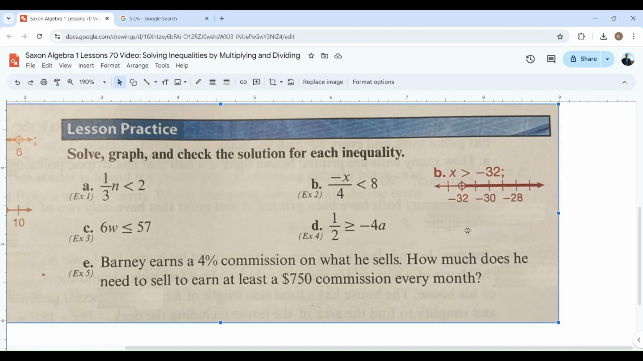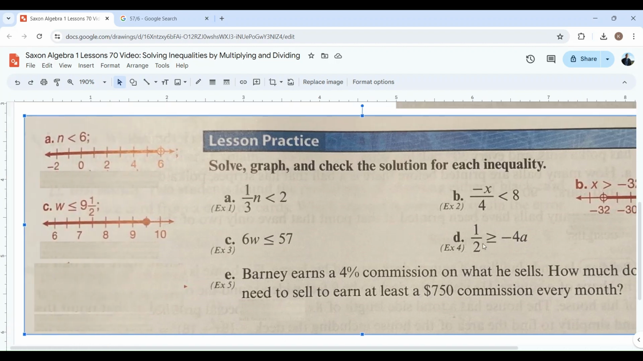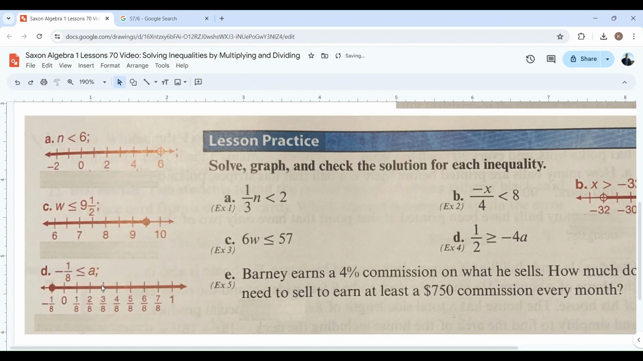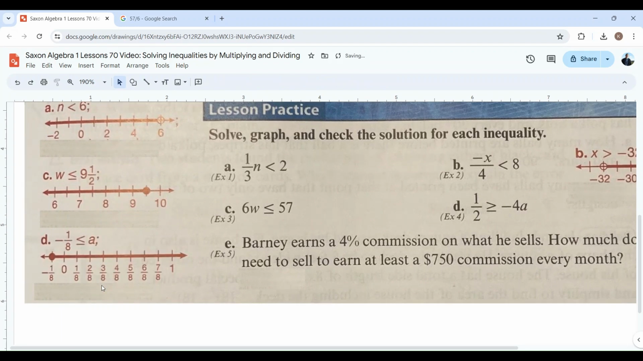Let's take a look at letter D. Will the sign flip if I have to divide both sides by -4? Well, dividing by -4 is really the same as multiplying both sides by -1/4. That's going to change this side to -1/8. What happens to the sign when I divide both sides by a negative? Notice that the sign flips. It was greater than or equal to. Now it's less than or equal to.